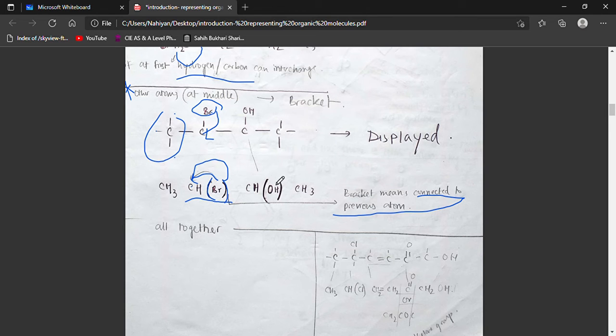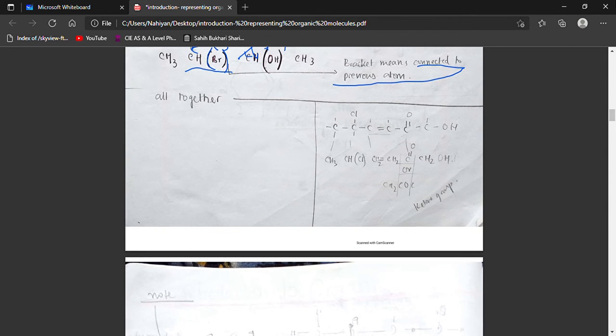So an OH here in a bracket means it's for the previous atom rather than the front one or the other one. So a bracket simply means bonded to the previous atom shown. So we wrote a CH, and then we have an OH which is bonded to this carbon. To show this, you put a bracket after writing CH and OH to show that it's bonded to this carbon.